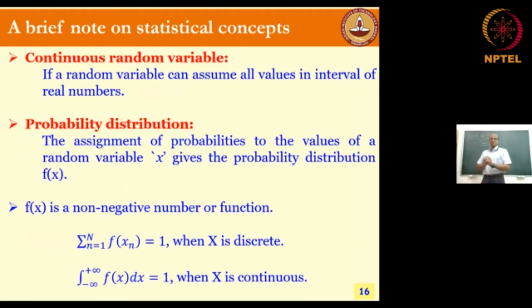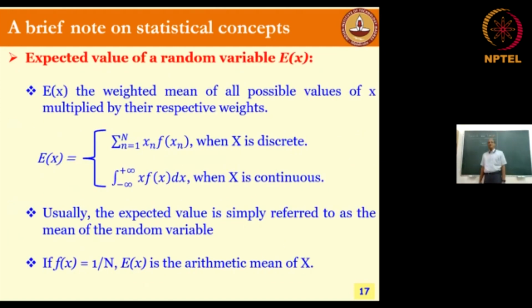The probability distribution, the assignment of probabilities to the values of a random variable, gives the probability distribution. The probability distribution is f of x, the random variable is x. f of x is a non-negative function which has the property that the sum over n equal to 1 to N of f of x n equals 1 when x is discrete, and the integral from minus infinity to plus infinity of f of x dx equals 1 when x is continuous. The expected value of a random variable is basically the mean. So it is the integral of x f of x dx when x is continuous, and the sum over n equal to 1 to N of x n f of x n when x is discrete.